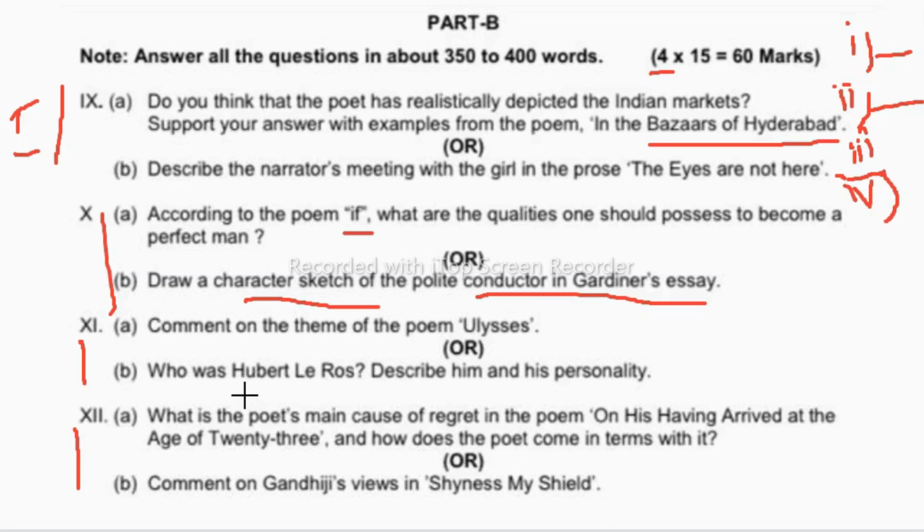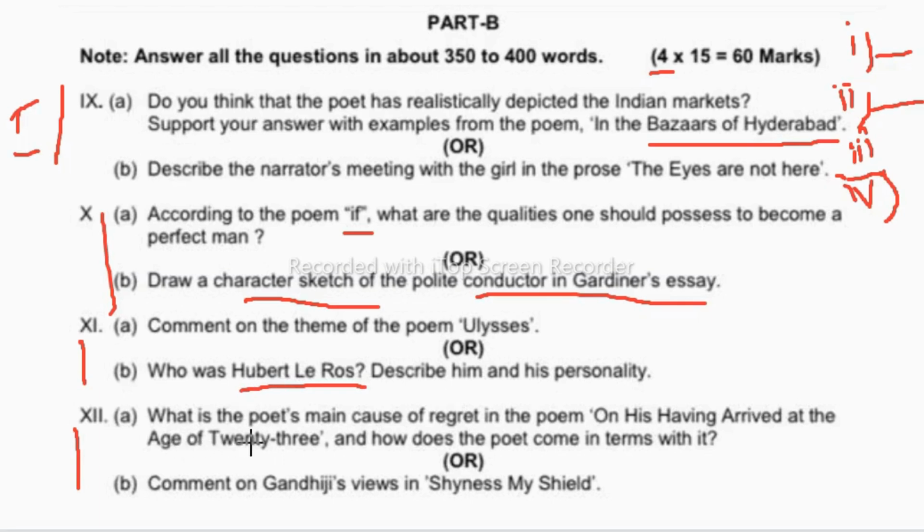Now this Hubert Leroy, he is from Seeing People Off. It is a prose. So here again, what we have done: first you have to write about the author, Max Beerbohm. Then instead of about the lesson you have to write about Hubert Leroy. Then in the summary, you have to describe everything from start to end. Then you have to give your own conclusion.